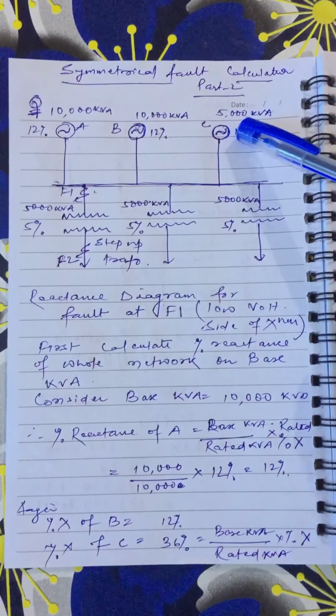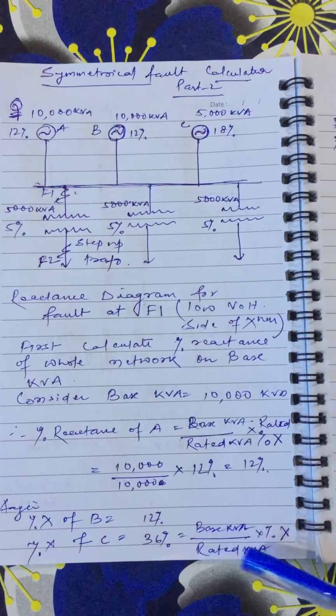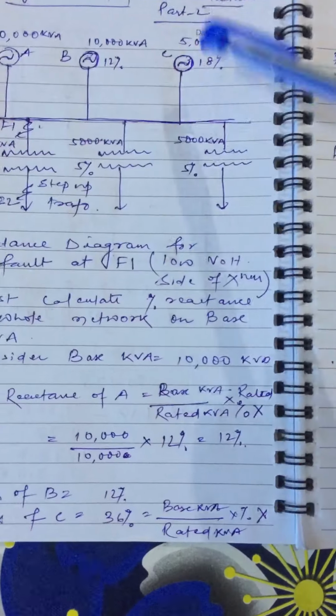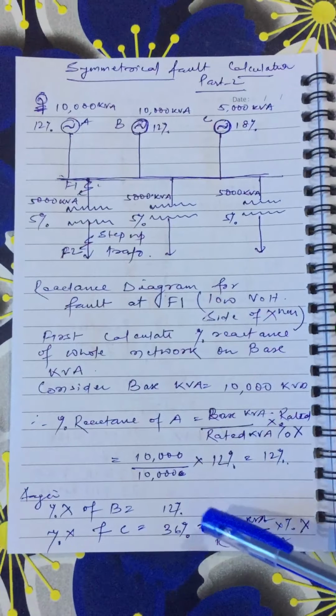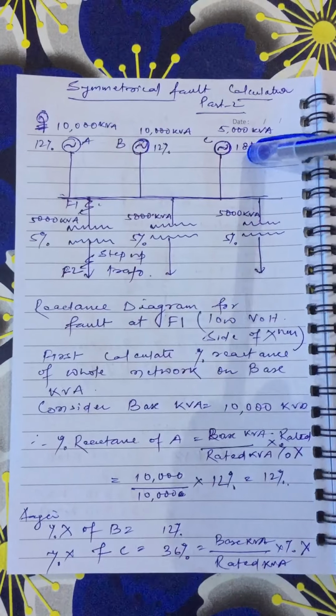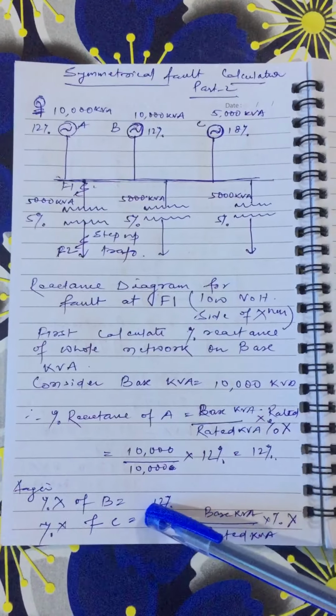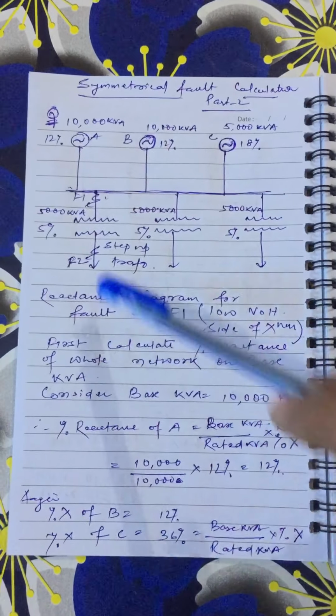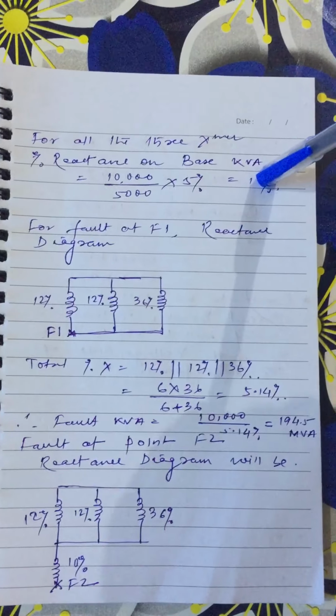And for the C, it will be base kVA divided by rated kVA. Base kVA is 10,000 and the rated kVA is 5,000, so it will be double the rated percentage reactance, that will be 36%. Now for the transformer we can calculate the percentage reactance. Again for the transformer the rated kVA is 5,000 and the base kVA is 10,000 and the rated percentage reactance is 5%, so it will become 10%.